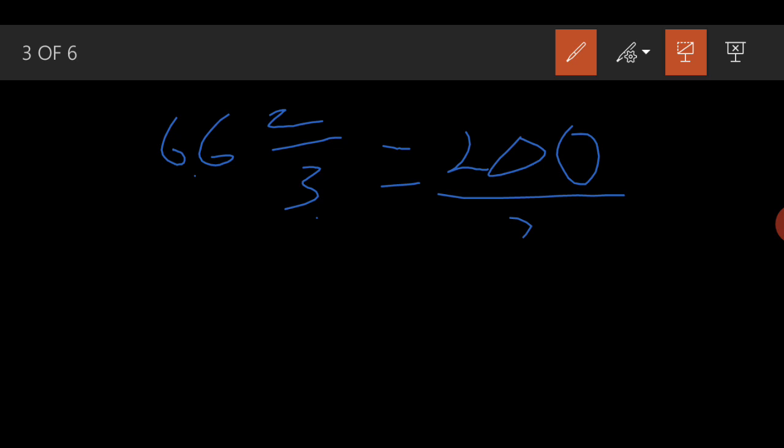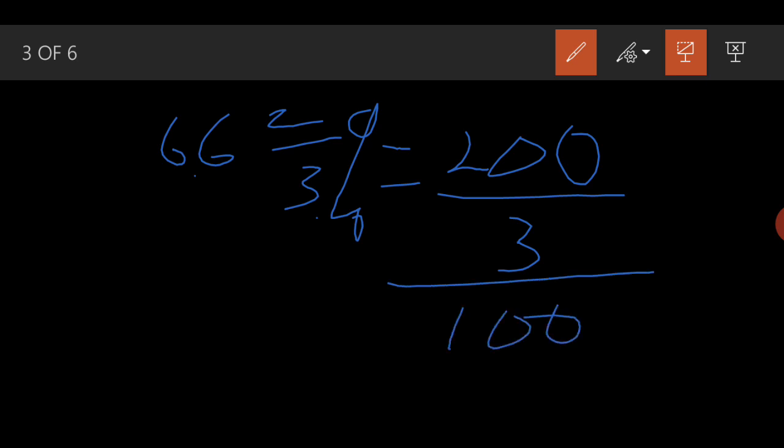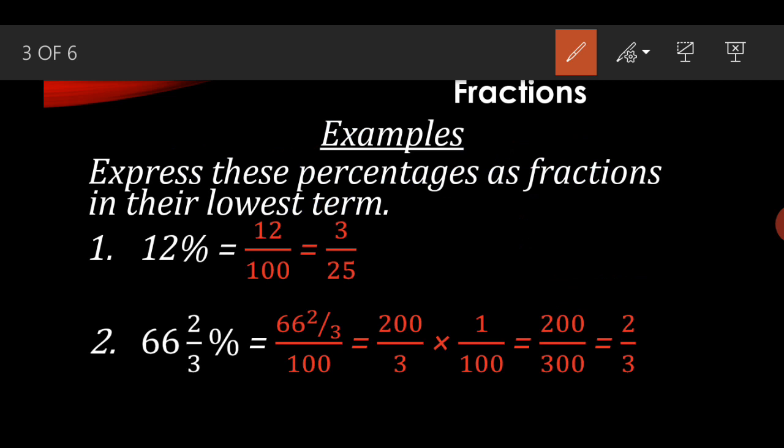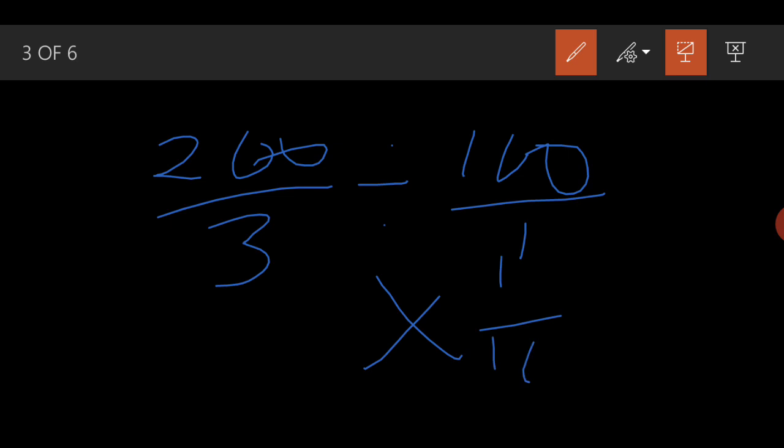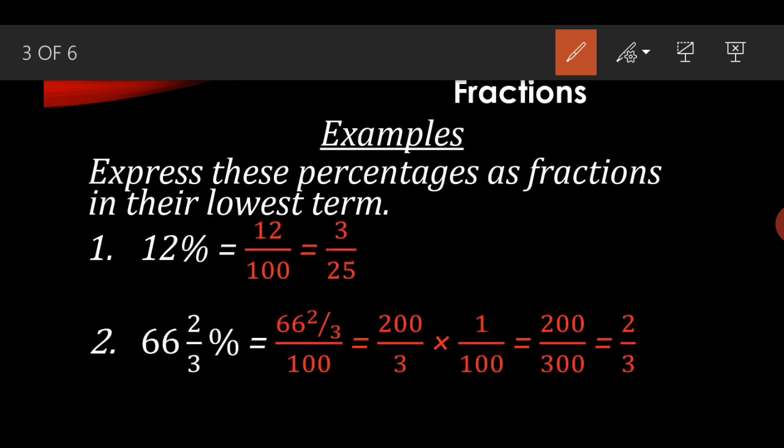Then all over 3. Now don't forget, we said anything that has percentage, remember there was percentage here, means all of this also over 100. That means all of them over 100. When you are changing it into multiplication, you have 200 over 3 divided by 100. Now you want to change divide to multiplication, it will go upside down. So it will now have times 1 over 100.